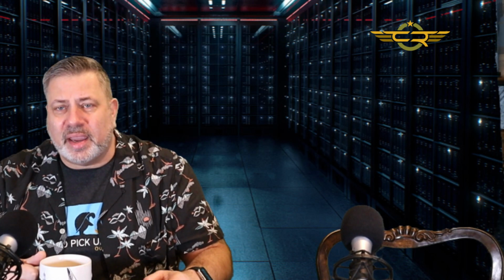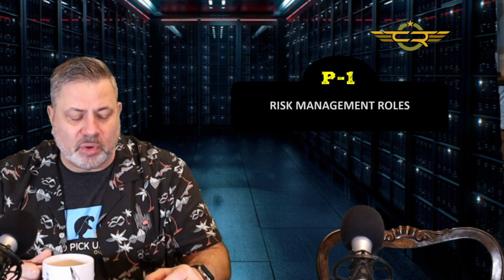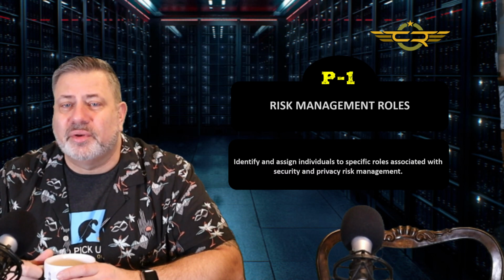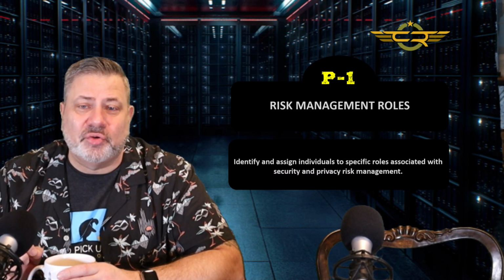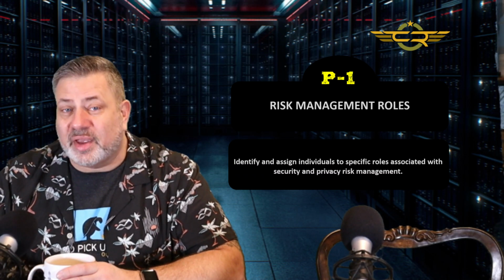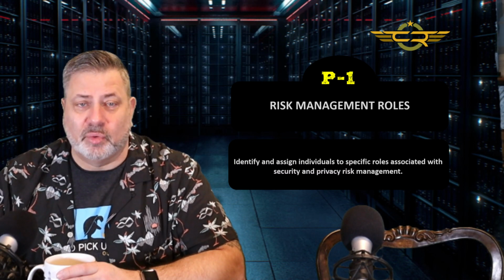in the morning, and we'll be jumping into talking about the prepare step, task 1, P-1, which is risk management roles. And our task here is to identify and assign individuals to specific roles associated with security and privacy risk management. So the old rule applies here. If you don't assign someone responsibilities to do something, then it won't get done.